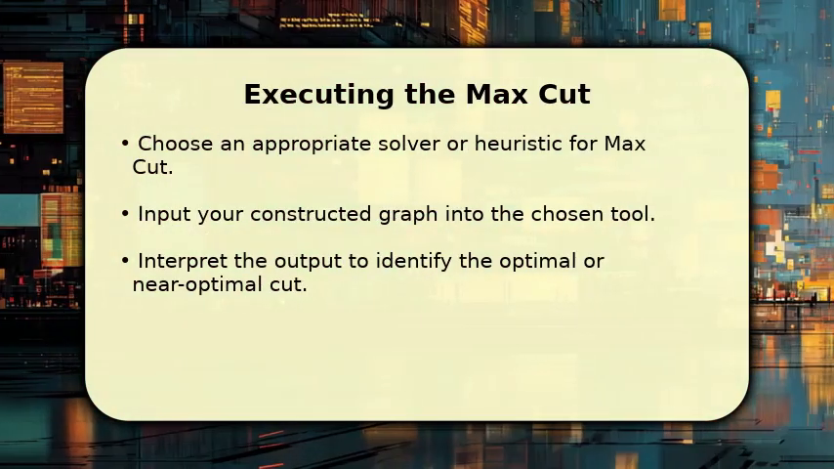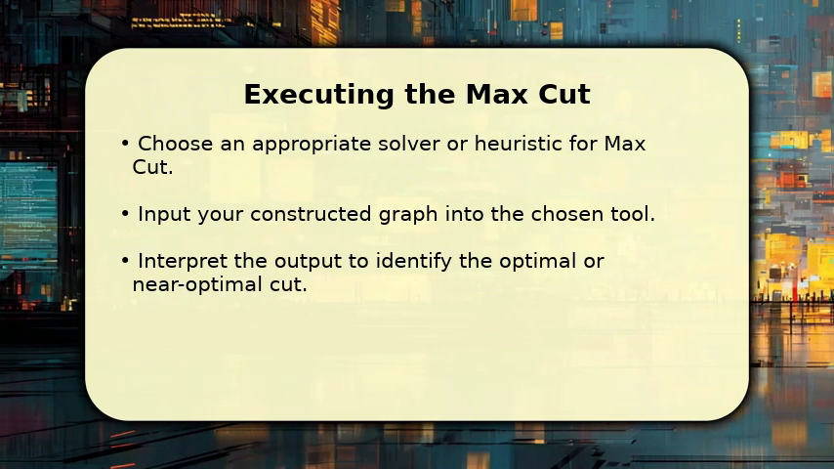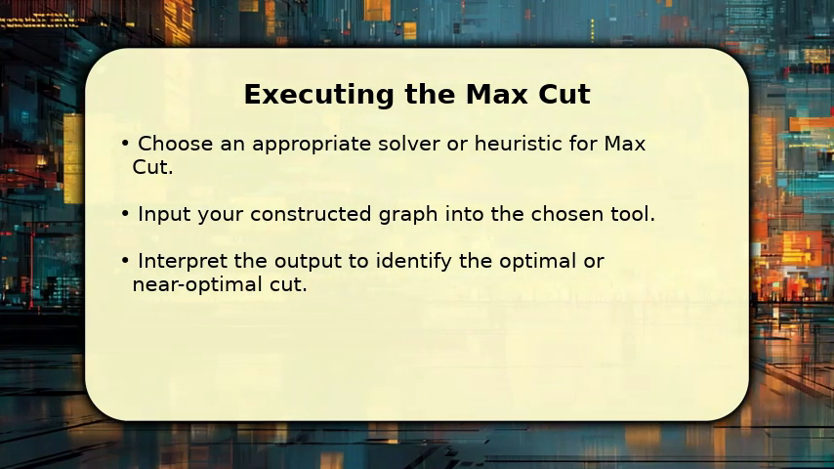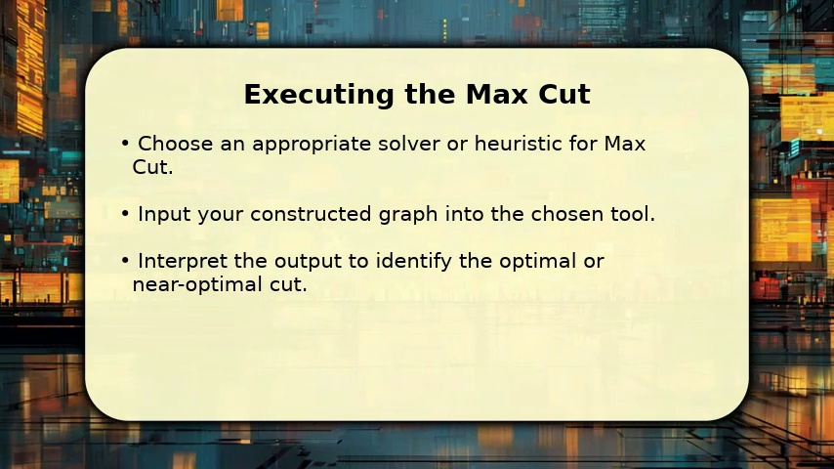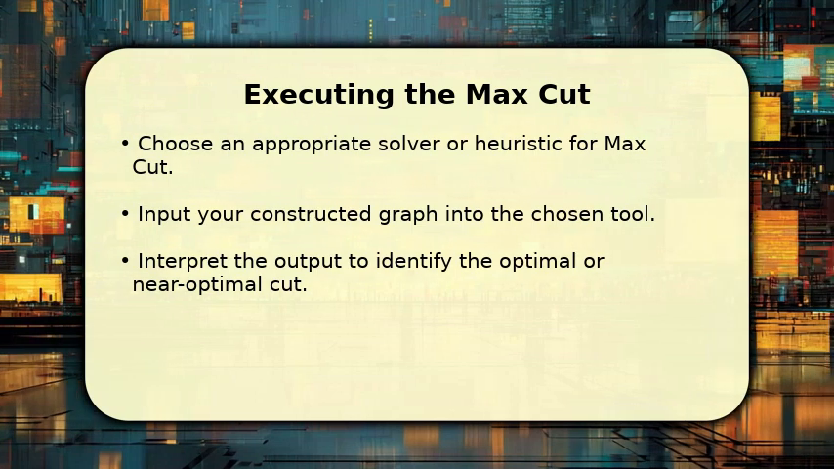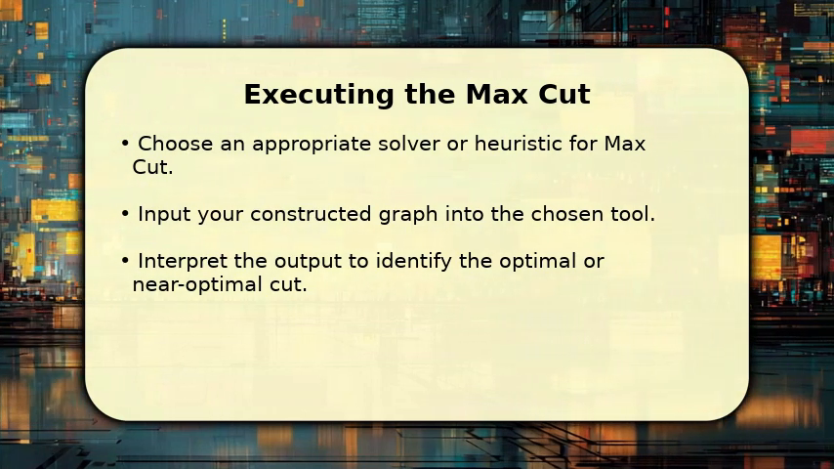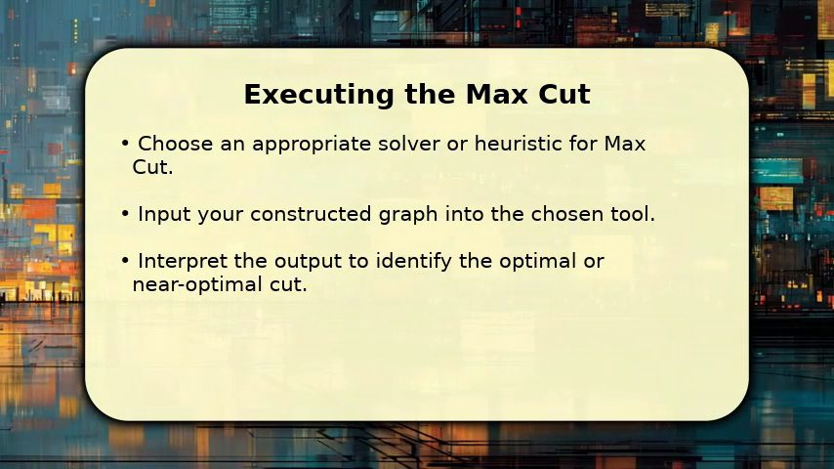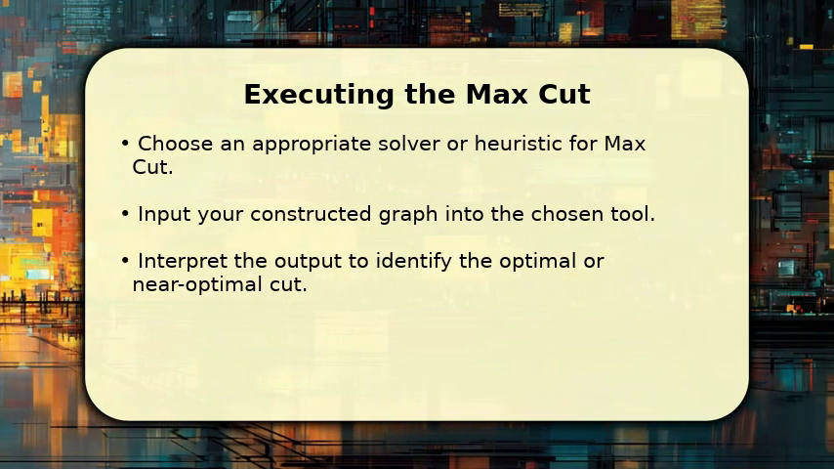Once your graph is ready, the next step is to apply a max cut algorithm. For smaller graphs, exact solvers can find the absolute optimal cut. However, for larger, more complex graphs, heuristic algorithms are often employed to find a high-quality, near-optimal solution within a reasonable timeframe. These algorithms will output two distinct partitions of your graph, along with the total weight of the edges crossing between them, which is your maximum cut value.